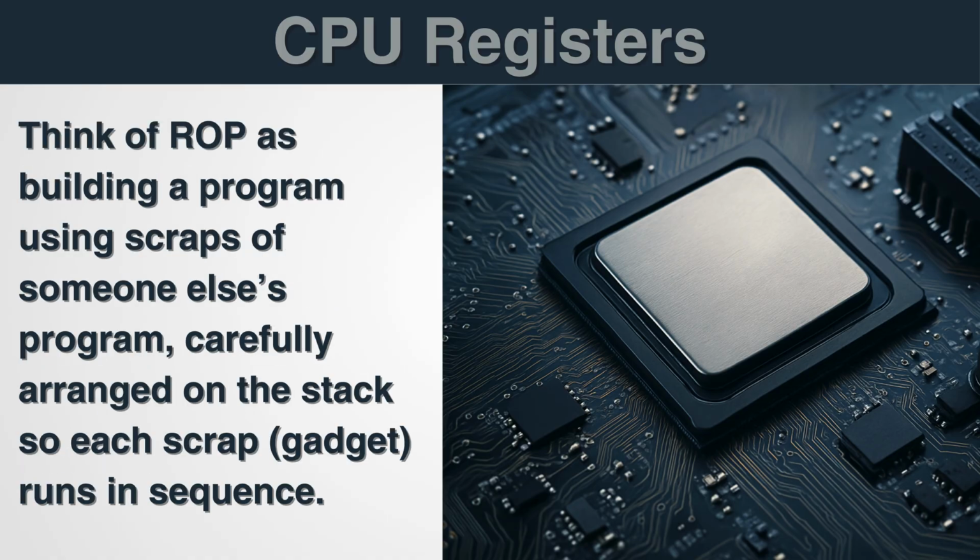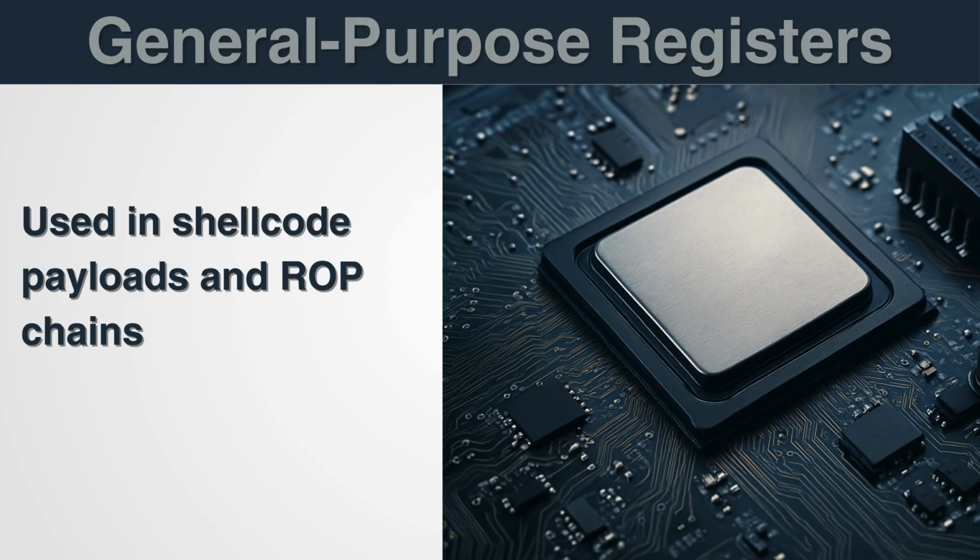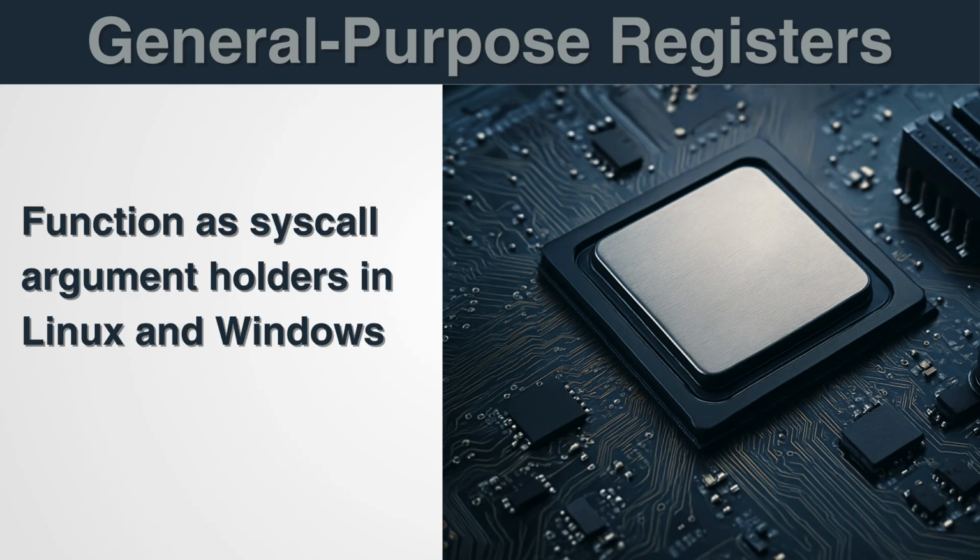So you can think of ROP as building a program using scraps of someone else's program, carefully arranging it so that each scrap runs in the sequence the way that you want it to. Further on the security relevance of understanding these general purpose registers, they're used in shellcode payloads and ROP chains, and they function as syscall argument holders in Linux and Windows.